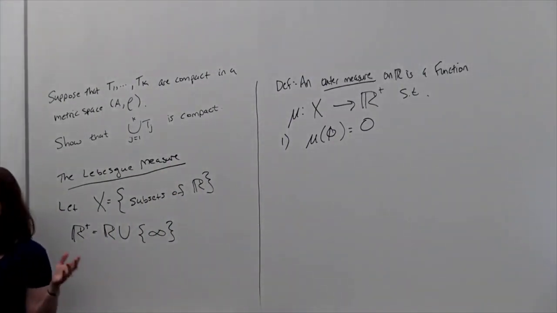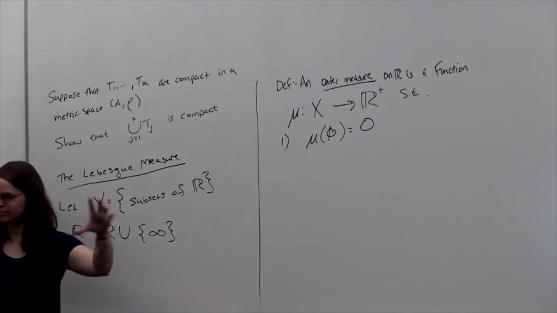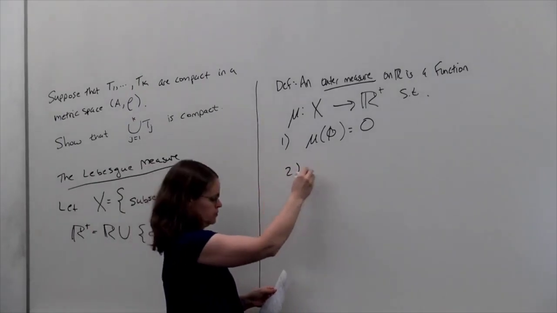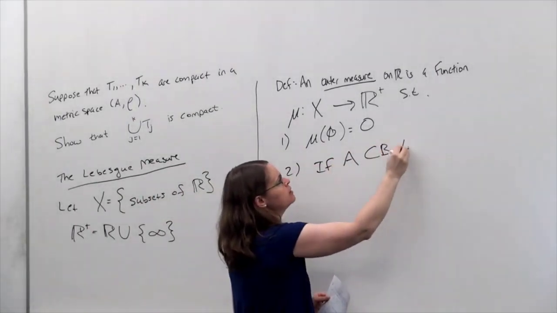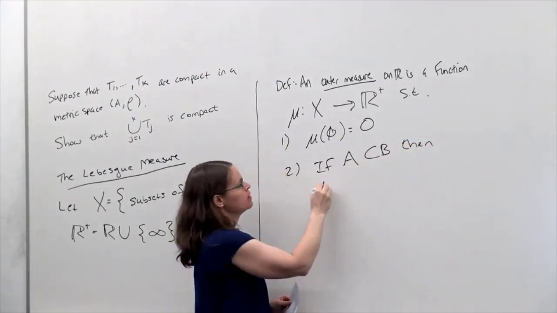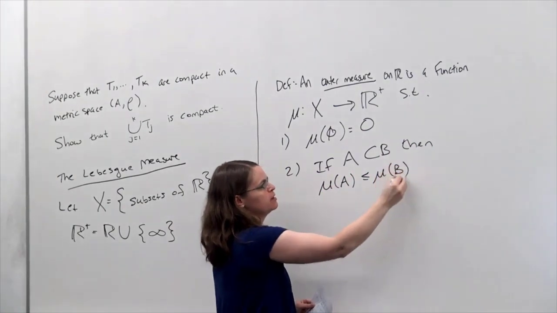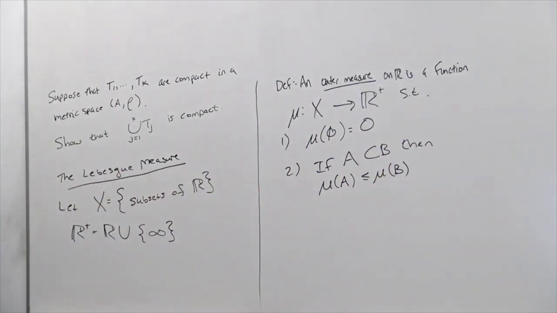Another probably nice property is if one set is contained inside another set, then the smaller set should have smaller size than the bigger set that contains it. Okay, so if A is contained in B, then mu of A should be less than or equal to mu of B. So we have some sort of ordering going on.